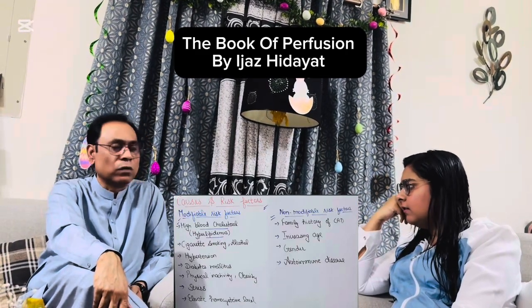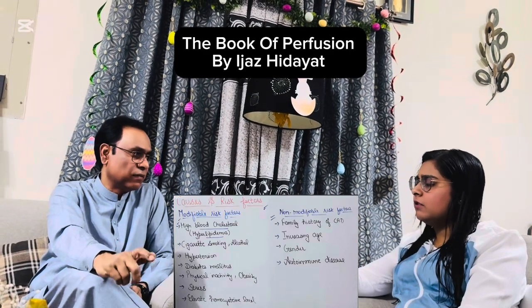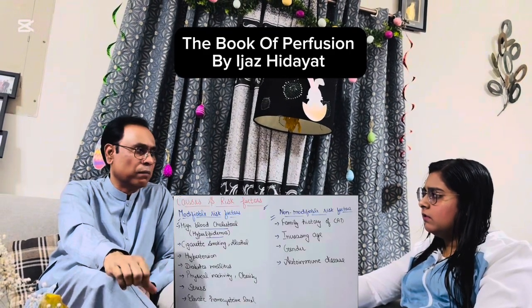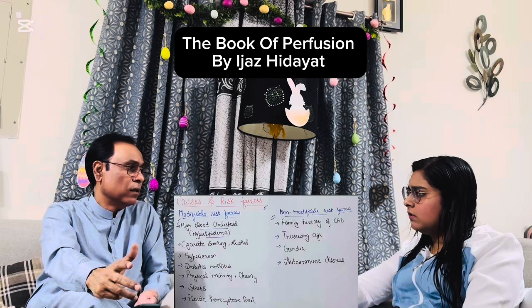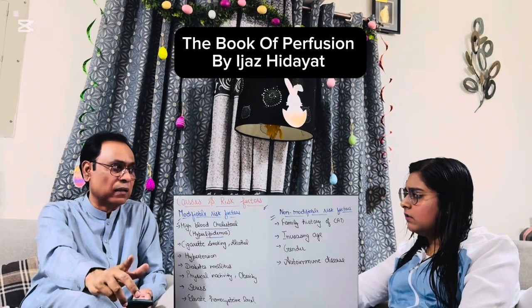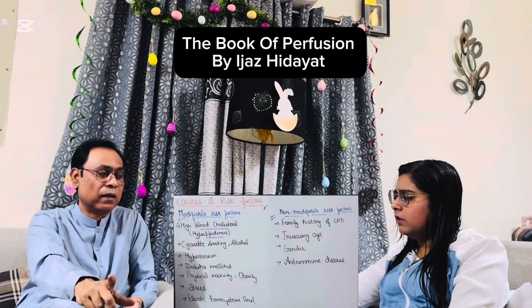For example, hypertension. Hypertension can be controlled with medication, even with lifestyle. Number two, we can say you started to smoke cigarettes, which leads to coronary artery disease. It can be the reason. This is modifiable, so you can stop smoking.